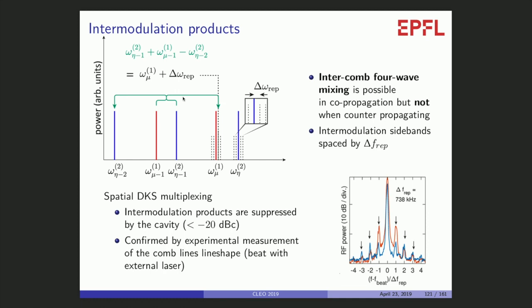And you can think about these sidebands that you generate, again, as 4-wave mixing. So you can think about having one comb in blue, one comb in red, and you can again think about 4-wave mixing pathways that generate sidebands. And how does this intermodulation product appear? Well, what you do is the following. Again, you have red as one mode family, blue as the other mode family.